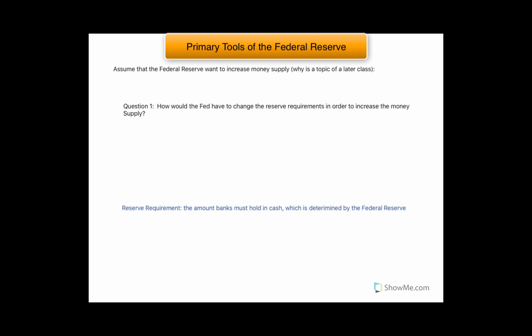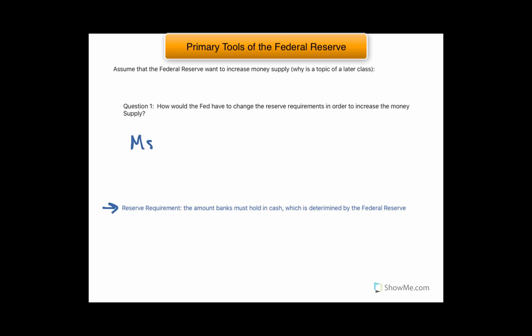So question 1 reads, how would the Fed have to change the reserve requirements in order to increase the money supply? To review, the reserve requirement is the amount banks must hold in cash. So this is determined by the Federal Reserve. So if we want people to start spending more money and increase the money supply, what are we going to have to do with the reserve requirements to make this happen, is what this question is asking.